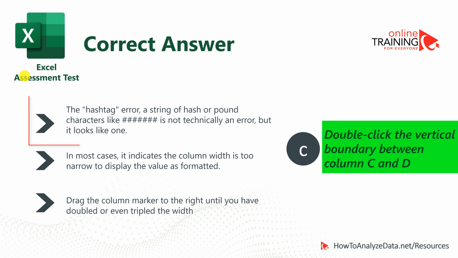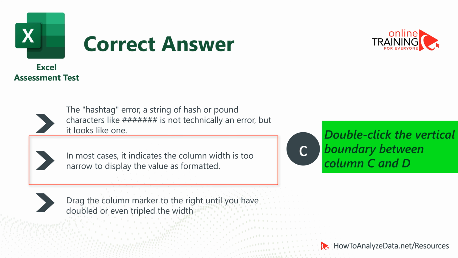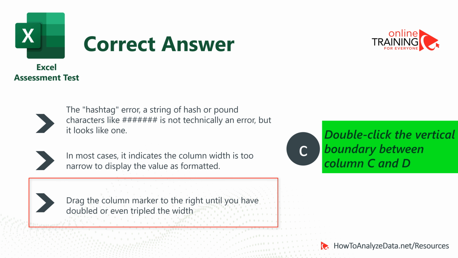What's interesting is that the hashtag error, or a string of hash or pound signs, is not technically an error, but it looks very much the same. This is just an indication that the column width is too narrow to display the value as it's currently being formatted. One of the ways to fix it is to drag the column separator in between the columns, but because this choice wasn't available, the easiest way to do it is also by double-clicking it.